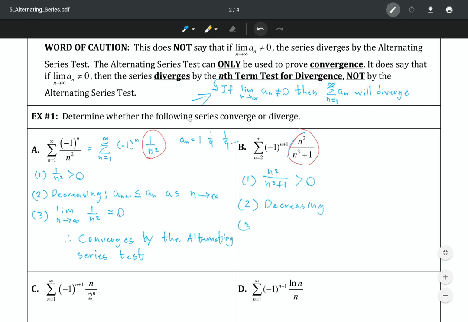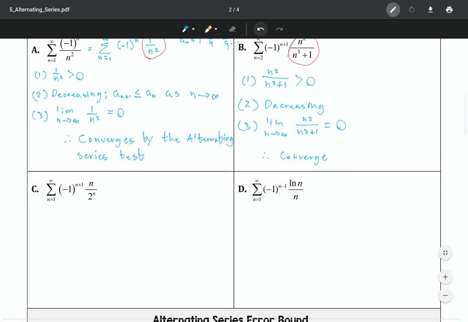Okay, now number 3, I have to figure out what is the limit as n goes to infinity of n squared over n cubed plus 1. Now, using the horizontal asymptote rules, this will be 0 also. So therefore, it will converge by the alternating series test. Okay. All right, so let's go on to the next one now.